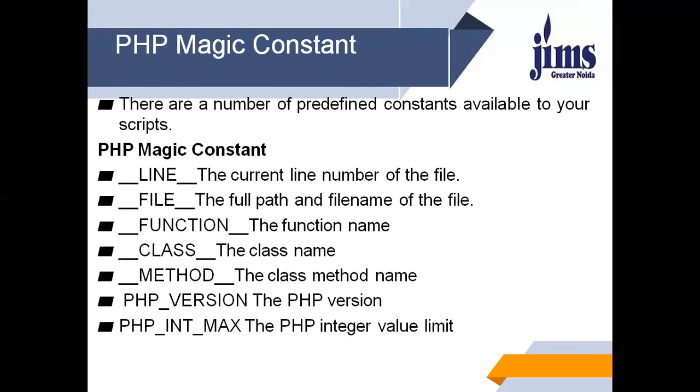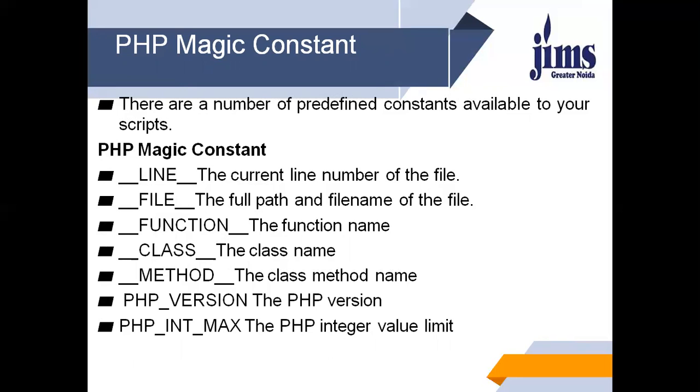We have in PHP some magic constants. There are a number of predefined constants available to your script, like underscore underscore LINE underscore underscore, the current line number of the file. Then we have FILE, which gives the full path and file name of the file. Then FUNCTION for the function name, CLASS for the class name, METHOD for the class method name, then PHP VERSION, and then PHP INT MAX, the integer value limit. So these are a few magic constants.